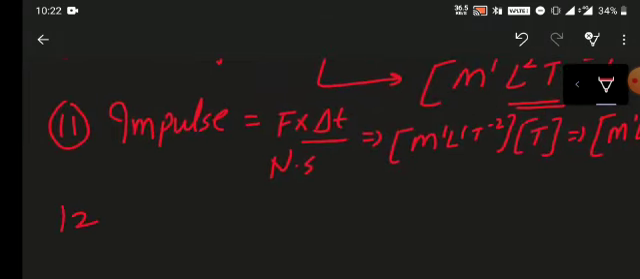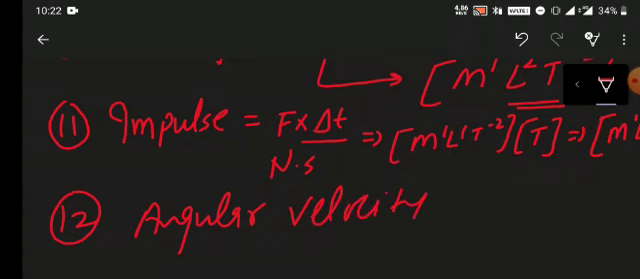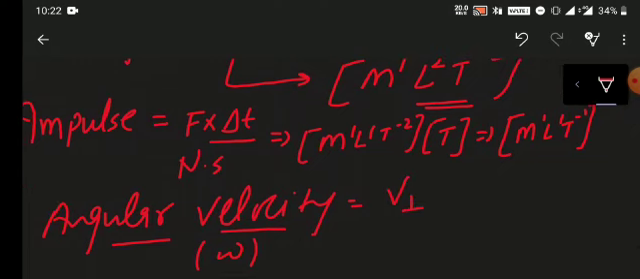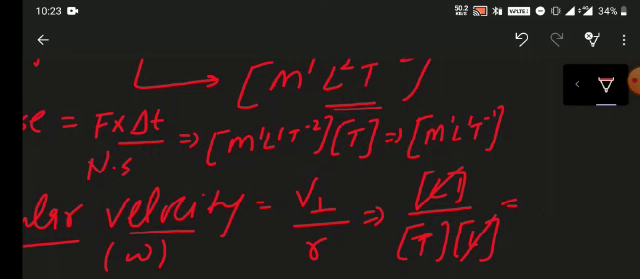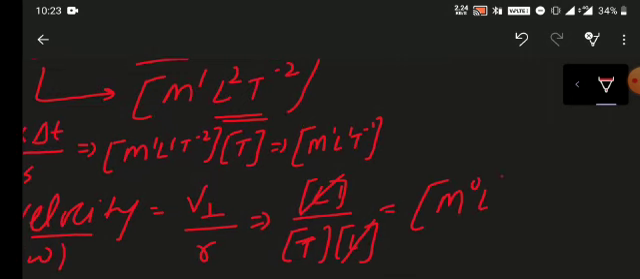Now the next one, the 12th, is angular velocity. Angular velocity is denoted by omega, and the formula of angular velocity is the perpendicular velocity with respect to the radius of any circular motion. You know that the dimension of velocity is meter per second, so length upon time, and the radius has length as a dimension. Cancel out, and you get M0 L0 T minus 1. This is the dimension of angular velocity.